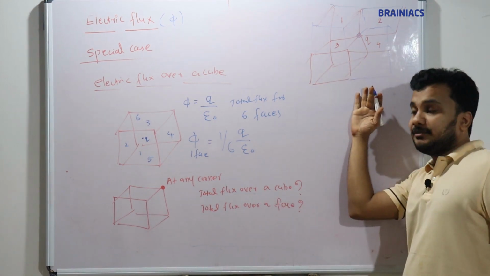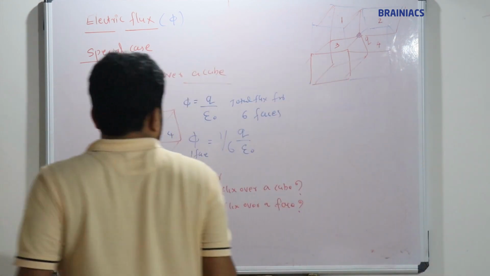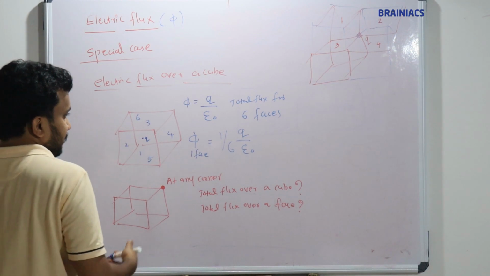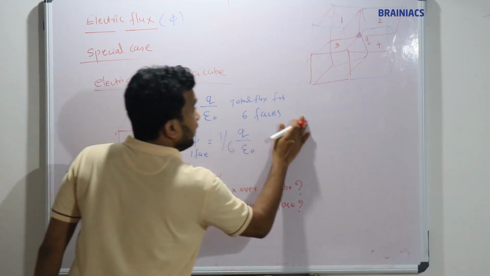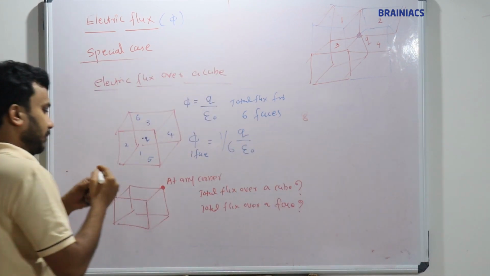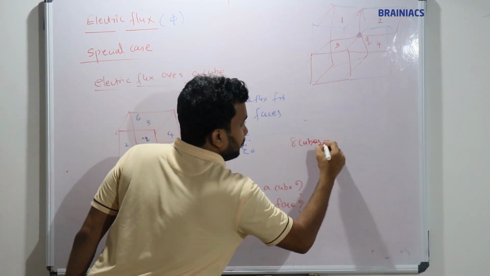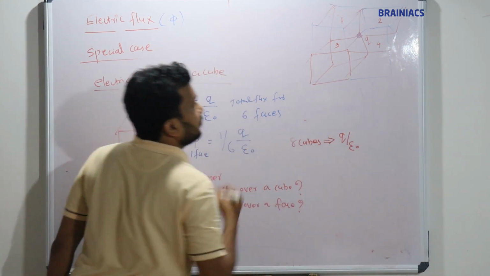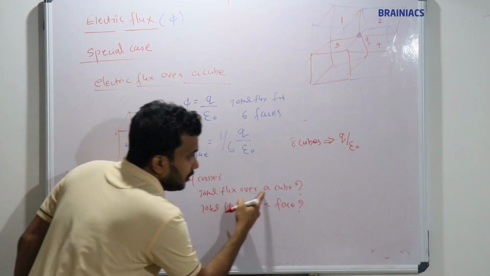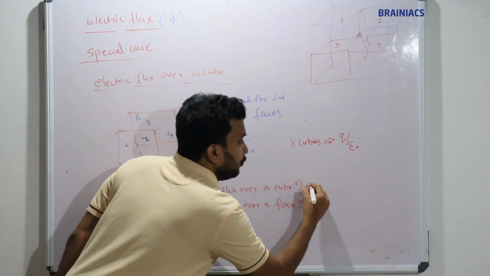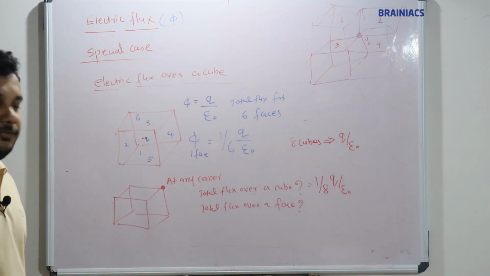Similarly, at the back also we have other cubes. So totally, the total flux of this Q is shared by 8 cubes. So 8 cubes' flux will be equal to Q by epsilon 0. So this charge is shared by 8 cubes. So what is the total flux over 1 cube? Yes, now you know, 1 by 8 of Q by epsilon 0.